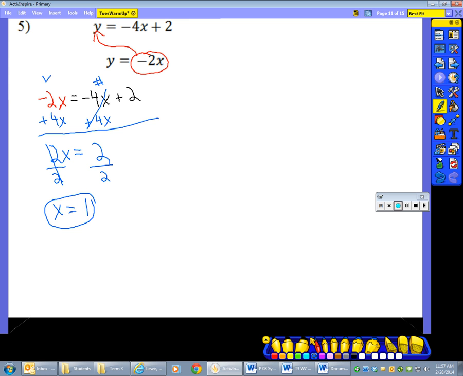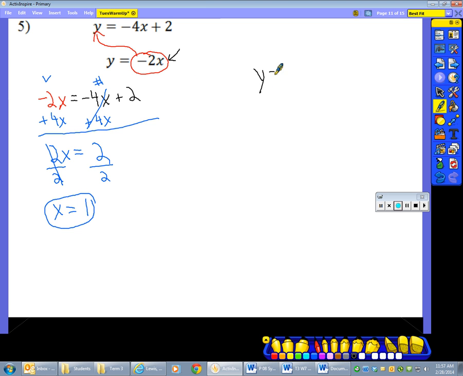Alright, so now I can use either one of these equations to find out what y equals now that I know that x is 1. I've been using this top one, but for this example I'm going to prove that I can get the correct answer using the bottom one just as easily.